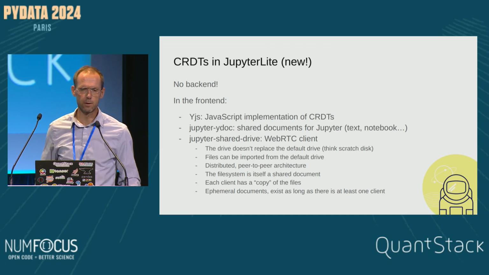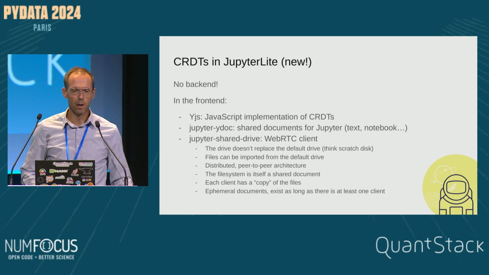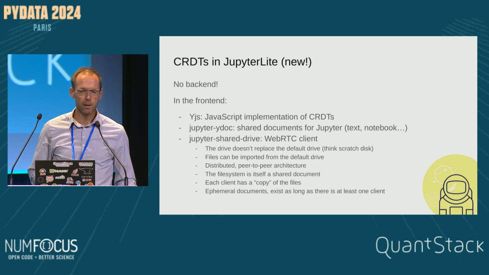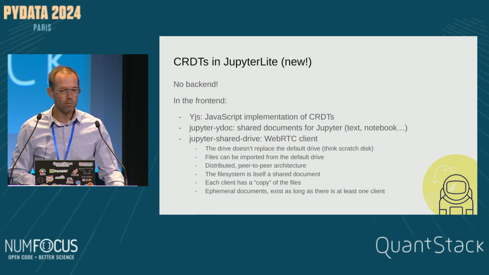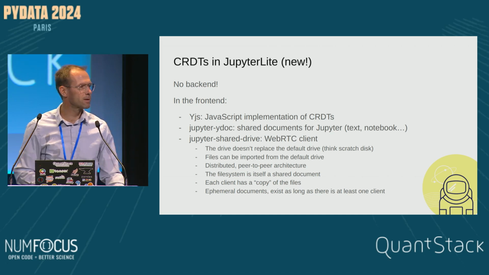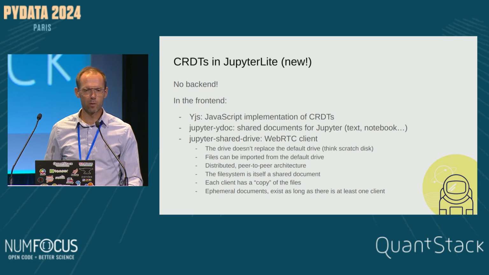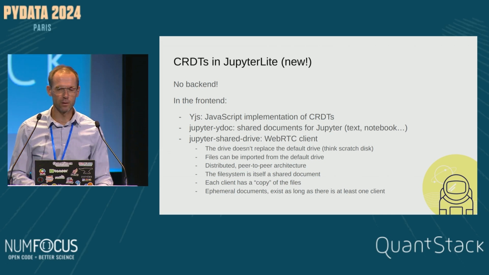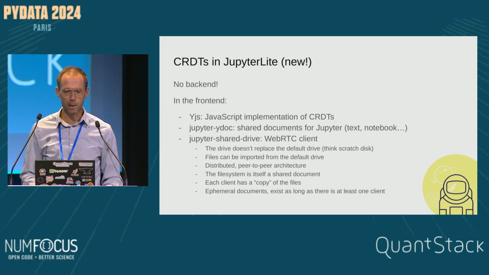So as I said, the architecture is distributed. The file system itself is a shared document, and each browser has a copy of the files. So the files are kind of ephemeral, actually. If all clients disconnect, documents won't exist anywhere. There won't be any more reference to the file, and you will actually lose your data. So you have to export it back to the default drive.